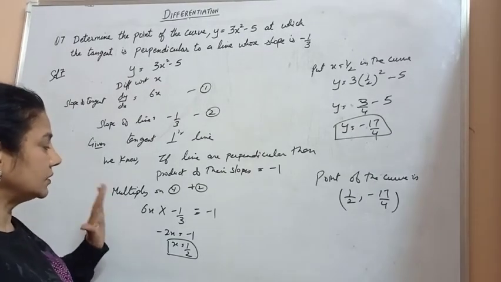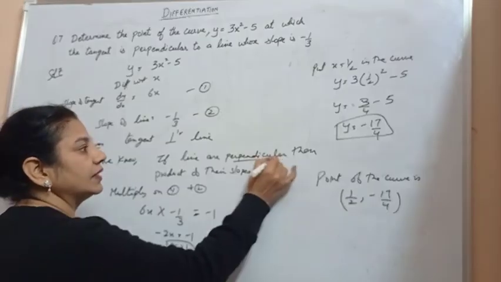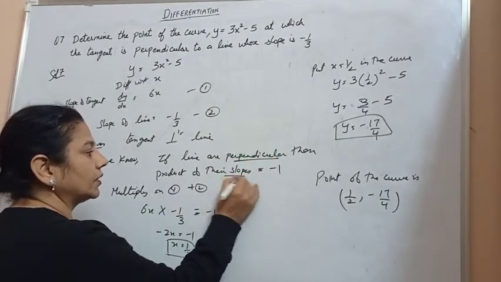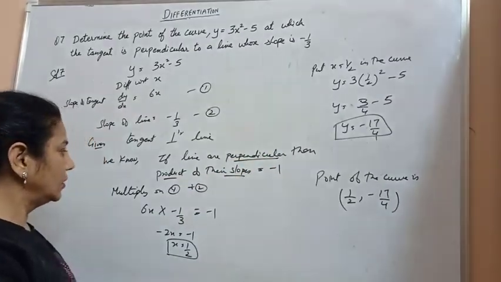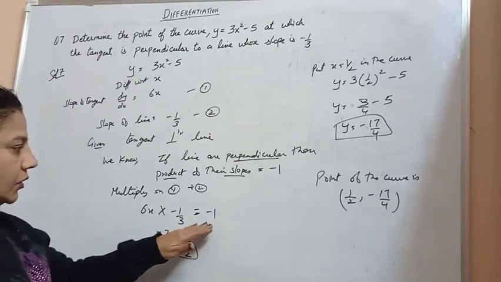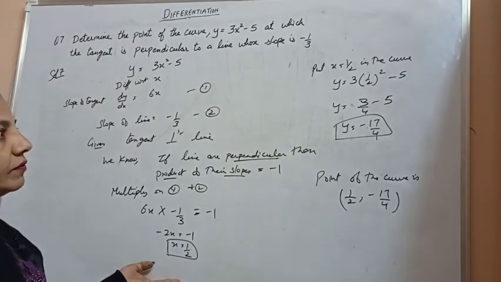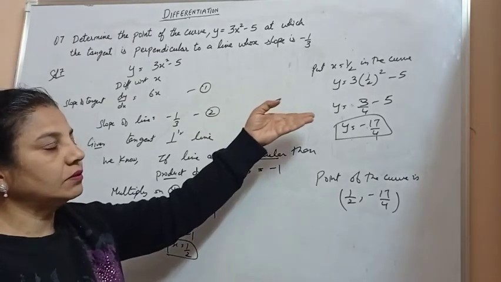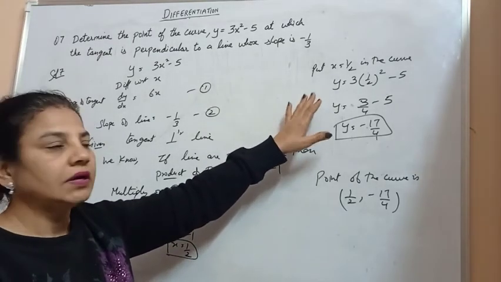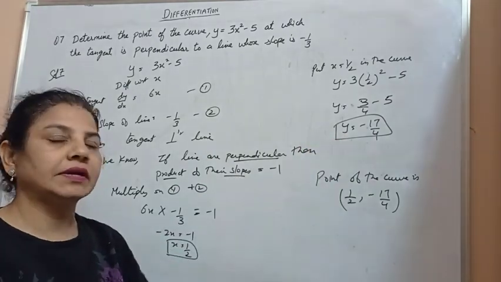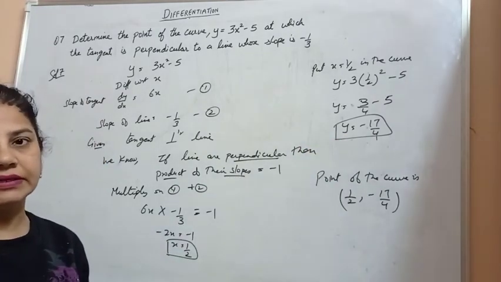This is very important: you must know that when lines are perpendicular, the product of their slopes is minus 1. So I multiplied both of them and equated that to minus 1. Thus we get the value of x, and from the value of x we put it in the curve to get the value of y. Thus we get the point (1/2, -17/4).